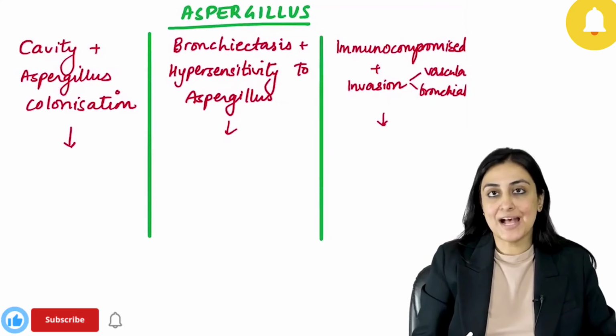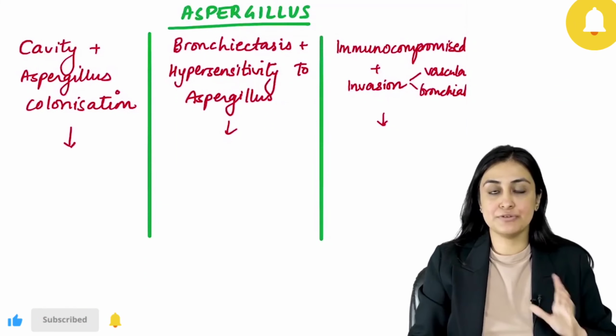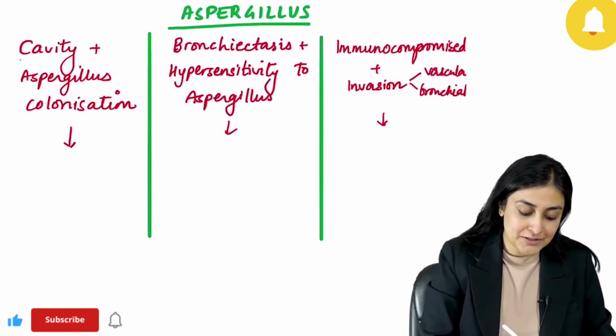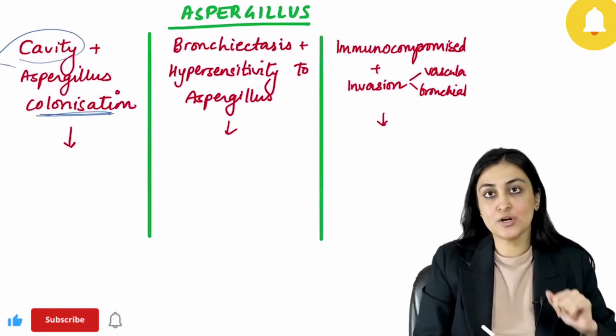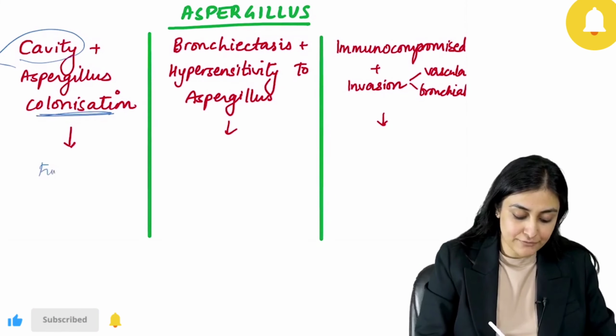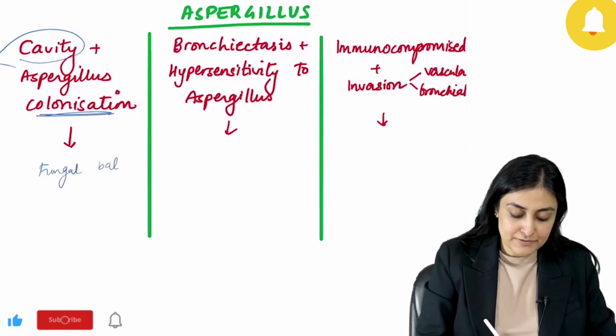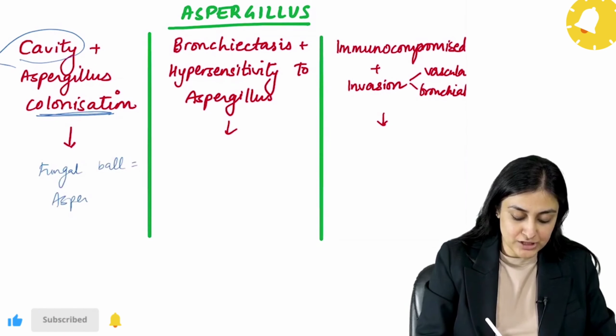Going ahead to talk about aspergillus. So remember, there are three types of infections of aspergillus. First, when you have an underlying cavity and you have colonization of aspergillus, it's not invading. That is called a fungal ball, or an aspergilloma.